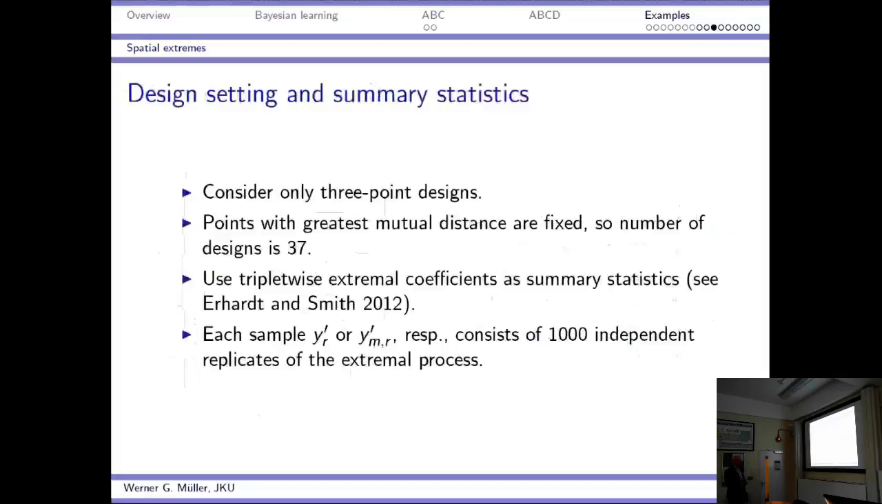Okay, here is the summary. So we consider only 3-point designs. We fix the points with the correct distance. And then we didn't use generated observations, but we used the so-called extremal coefficients as summary. This was the same choice that Werner and Smith had taken. So, the triplet-wise extremal coefficients. And each sample consisted of 1,000 independent replicates. So that was not too much.